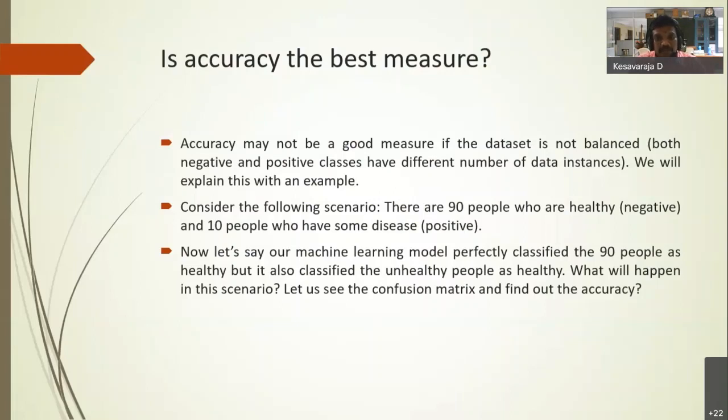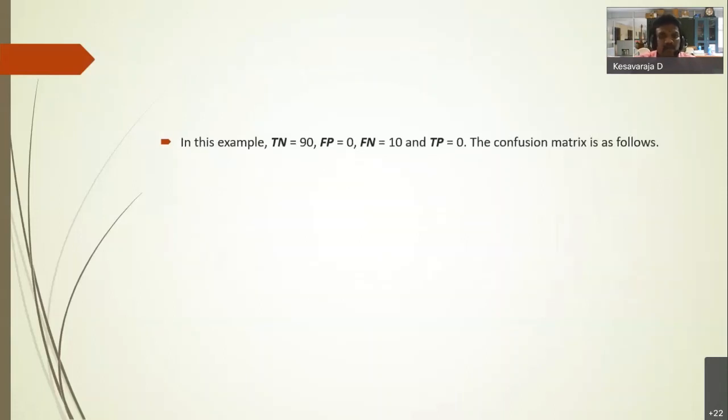So the system is used to identify whether the 10 people have disease or not. I'm taking the sample as 100 people. Among that, 90 people are healthy and only 10 people are diseased. Think about this scenario. Now, the true negative: all the healthy people, the system identified as healthy. All the 90 people, the system identified as healthy.